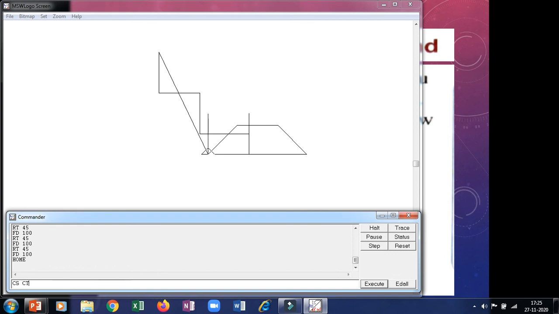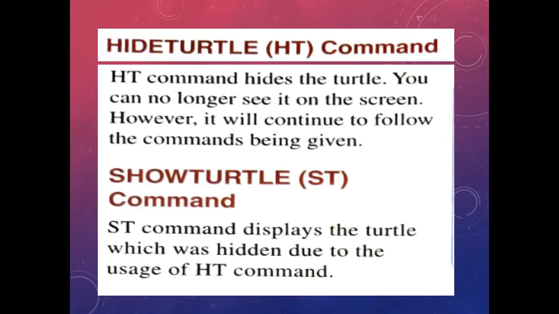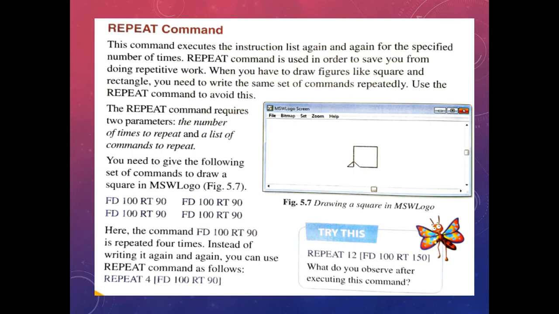CS CT. Now we'll go to the next topic, that is the repeat command. Now the repeat command, what happens? This command executes the instruction list again and again for the specified number of times. The repeat command is used in order to save you from doing repetitive work.